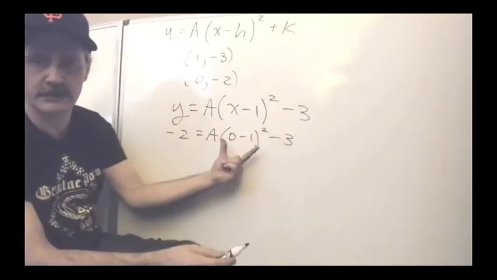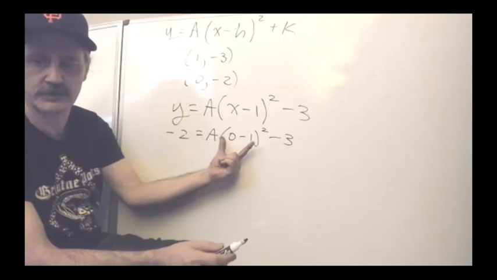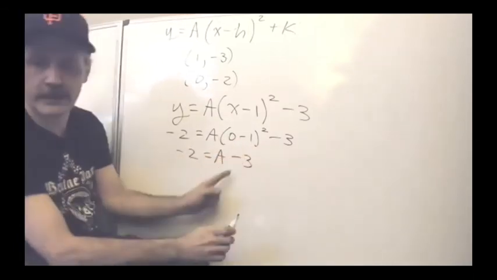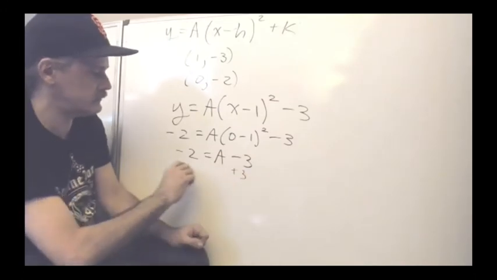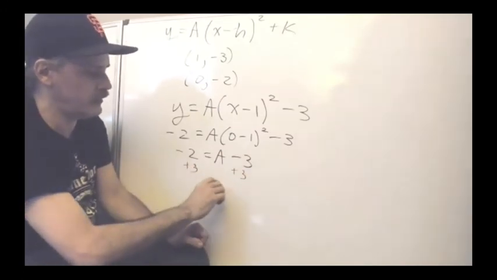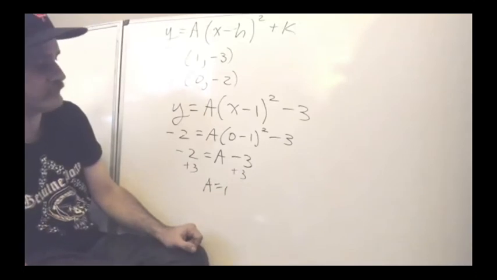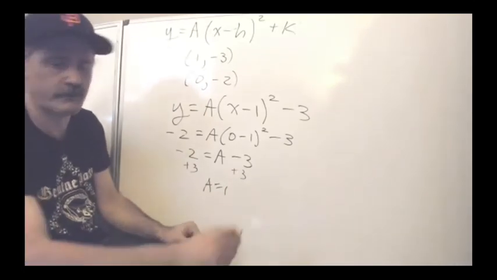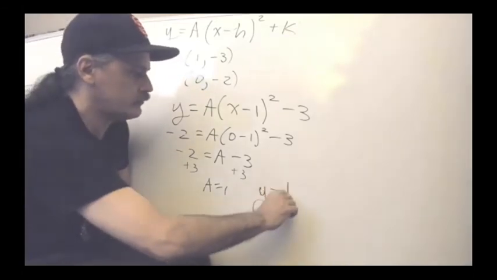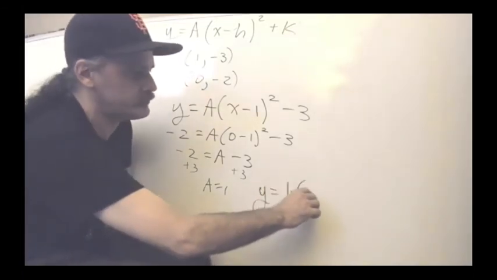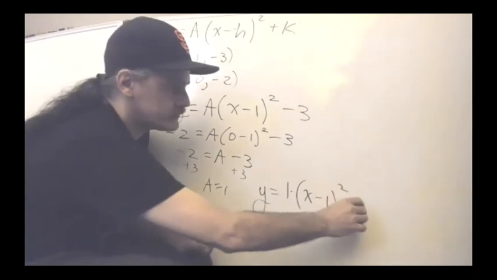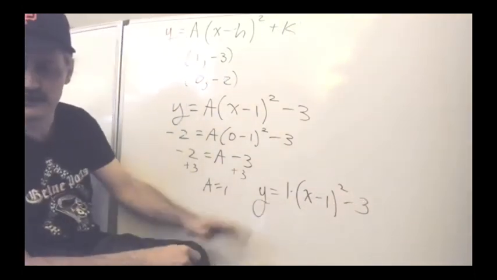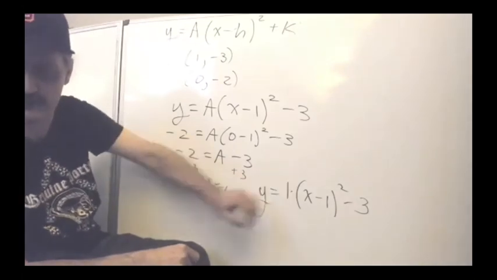Okay, so this is going to become -1 squared, which is 1. Then we add 3 to both sides. So A is 1. And so now we can create our vertex form. Y equals 1 times. Now you don't really have to do the 1 times. That's really not necessary. I'm just being deliberate. Right? It's understood even if you don't put that 1 there.